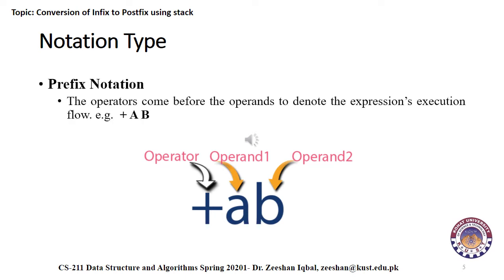In the second type of expression, known as prefix notation, the operators come before the operands to denote the expression execution flow. For example, plus AB. As we can see in the figure, the plus symbol is before the two operands, A and B.